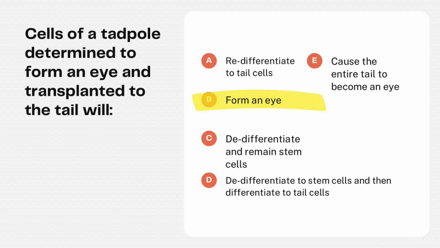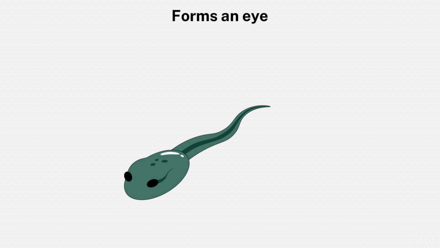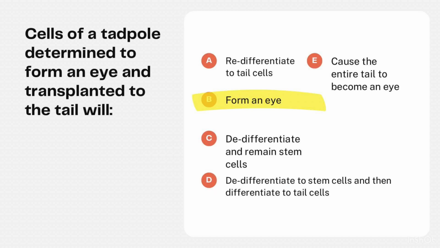If we're thinking about transplanting cells, this is actually a process called transdetermination. This occurs when cells in one part of the body adopt the properties of cells from another part of the body. In certain experimental conditions, cells can be induced to form organs that are different from the tissues they normally would be from. In the case of the tadpole, if cells determined to form an eye are transplanted to the tail, they will still be able to form an eye, even in their new location. So that's why B would be the correct answer choice.